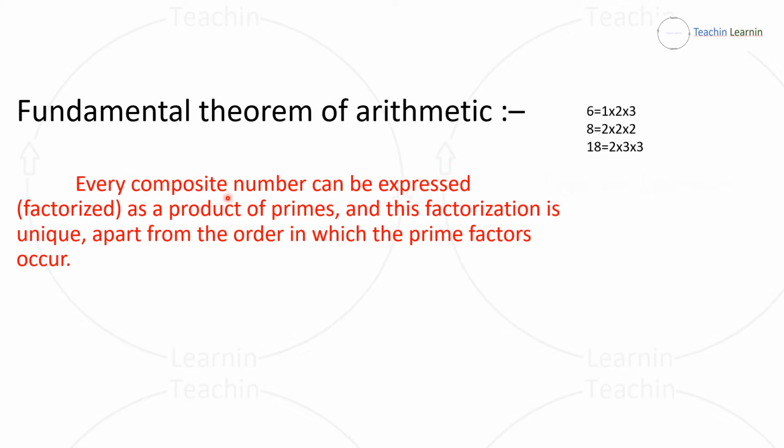To understand the fundamental theorem of arithmetic, we have taken one example. We can express 6 as 1 into 2 into 3. When you factorize, you will get 3 factors, and you can represent 6 as a product of these 3 factors. The first part of this theorem says that every composite number can be expressed or factorized as a product of primes.